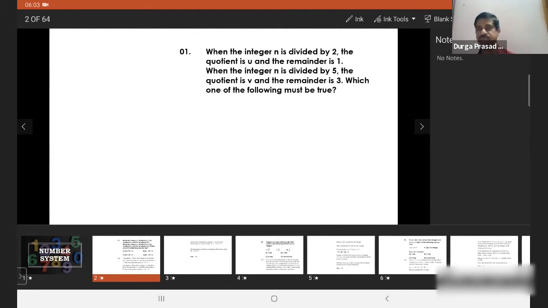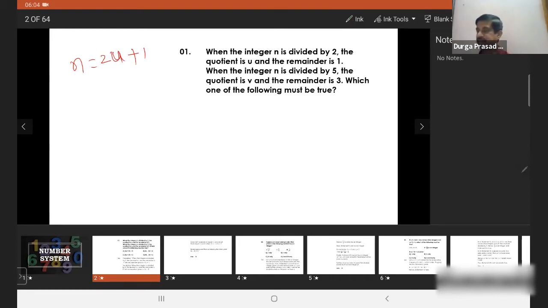So if you look at this question, when an integer n is divided by 2, integer n he says, but he did not tell whether it is positive or negative, nothing is stated. So we don't know what it is, therefore simply we know it is an integer. Is divided by 2, the quotient is u and the remainder is 1. Okay, so that means n can be written as 2u plus 1.